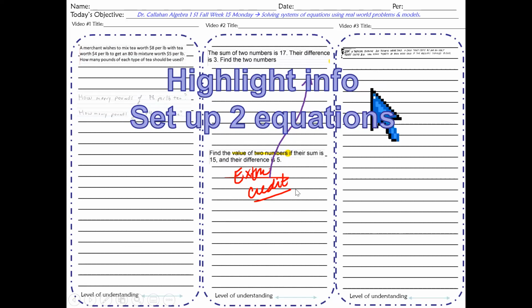Third question, here we go. Take a look at that third question, go ahead and read it, and then highlight the important information.